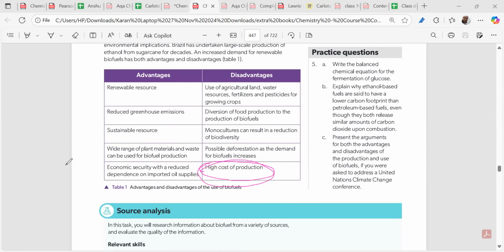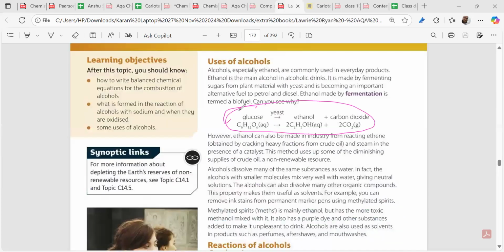Now, coming back to that part, we discussed that we are getting a mixture of glucose, ethanol, and carbon dioxide. Why? Because a 15% yield is obtained. This is very important: 15% yield is obtained, so there's a mixture.